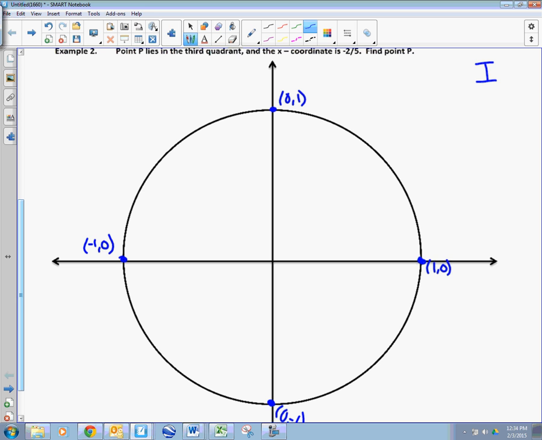Quadrant 1, quadrant 2, quadrant 3, quadrant 4. Some people wonder why we start with quadrant 1 there. The reason why is because we've said that moving left to right is positive, and moving from down to up is positive. So it's just our motions of left to right, up and down that determine that.